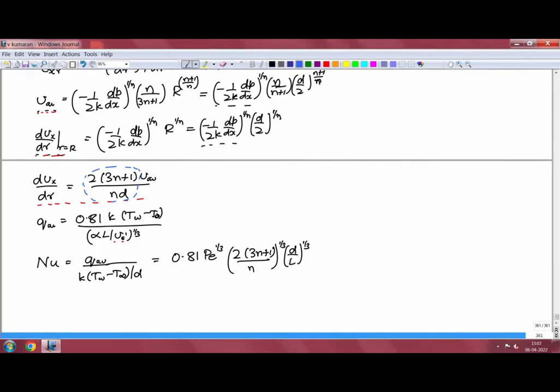So, this explains how we get correlations for the flow in a pipe, just using the boundary layer analysis and the assumption that the thickness of the boundary layer is much smaller than the pipe radius. I will continue this for other shapes such as flow past a spherical object in the next lecture.